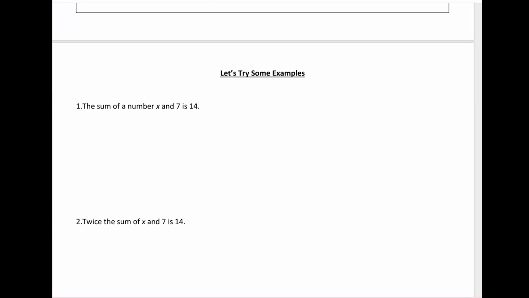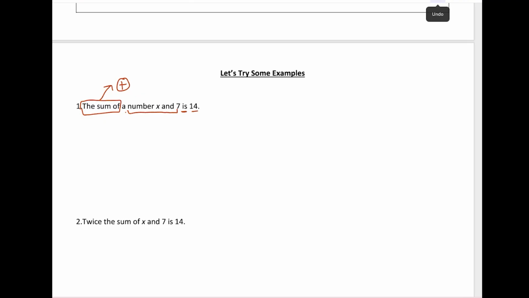So this says the sum of. I know I said of was multiplication, but context is everything here. In this context, it's saying the sum of. This is our indication that we are going to be adding. The sum of a number x, so that's x, and 7. So the sum of a number x and 7. Maybe I'll just highlight this. Okay, so that would be x plus 7 is, that's going to be our equals, 14.